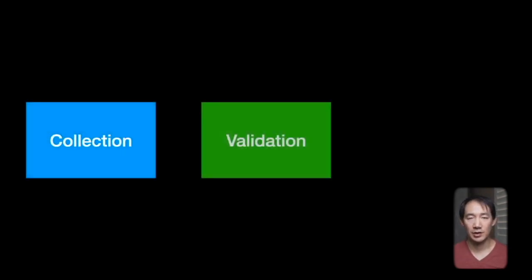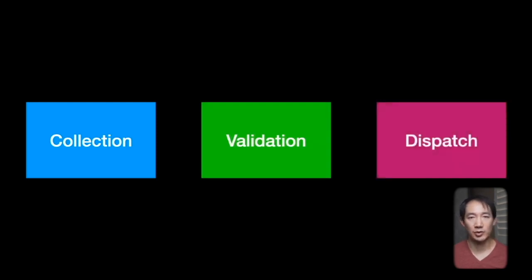So how does this SDK work? I like to think of it as performing three main steps: collection of the data, validation of the data, and finally, dispatching the data to the platform. Now, what type of data do we collect? Don't worry, it's nothing fishy. It's data any developer could collect.